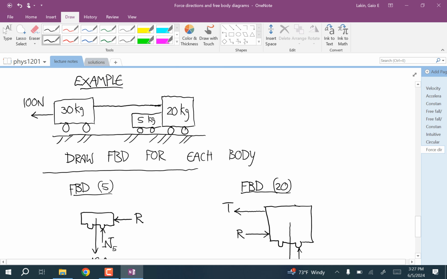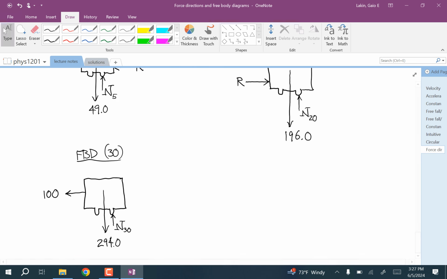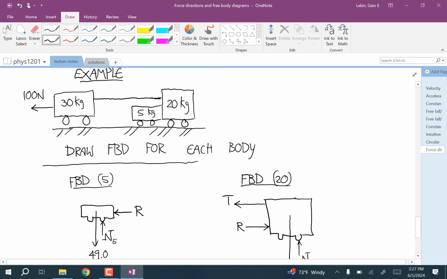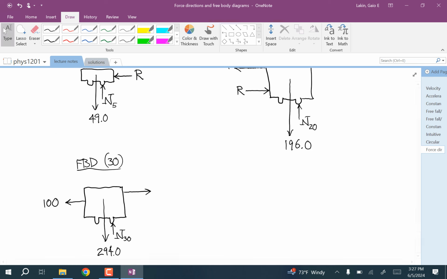And then last, there is a pulling force from that cable. The rule says parallel to the cable, away from the body. And since it's the same cable as the one attached to the 20, I need to use the same variable. So I'm going to call this P. And that's it. Those 3 diagrams represent all of the forces on each one of these bodies in that problem.